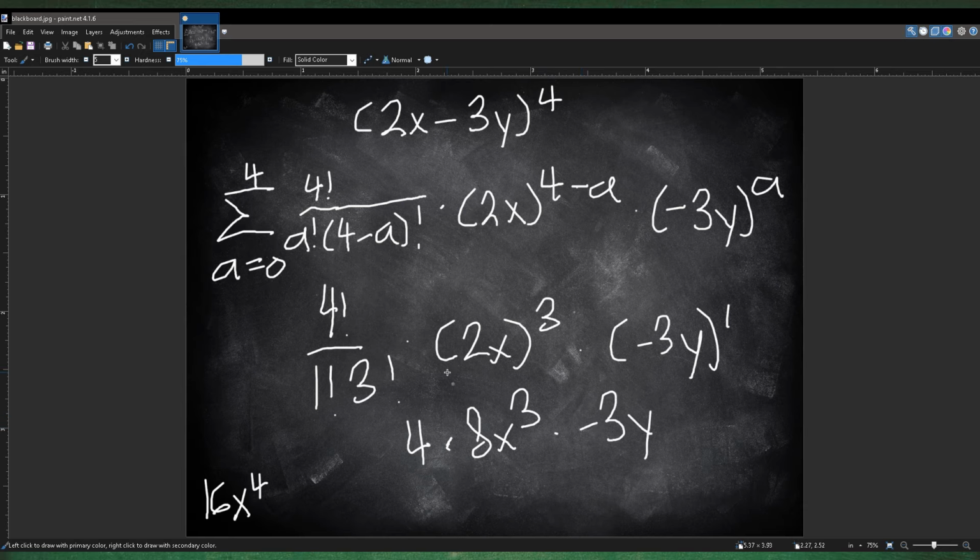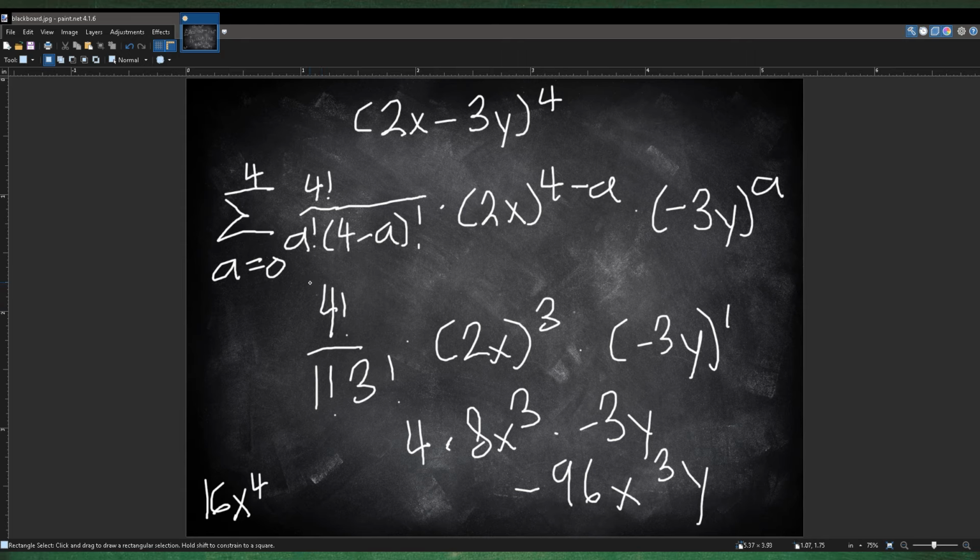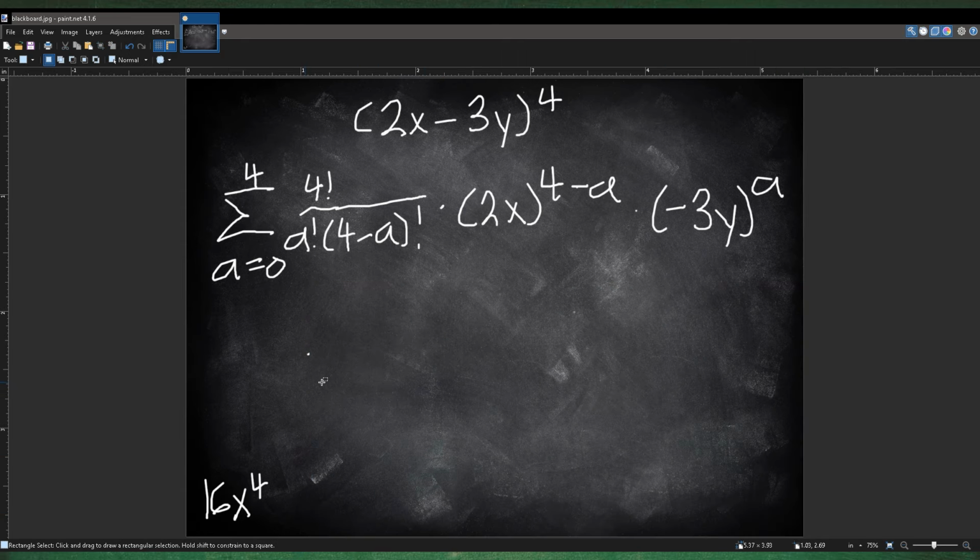So you get 4 times 8 times negative 3, which gets you negative 96 x cubed times y. So that's your next term, negative 96 x cubed y. So delete this. So that's our second term. So let's write that down. Negative 96 x cubed y.